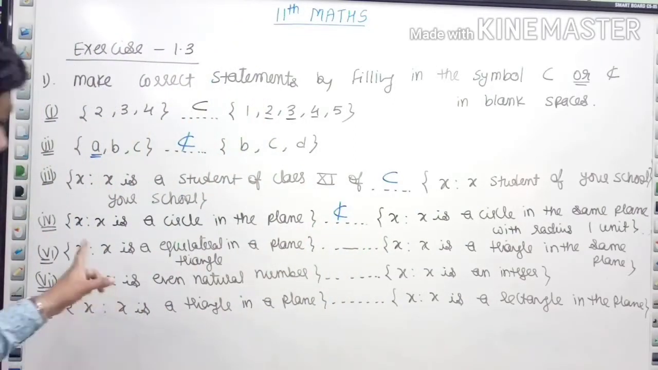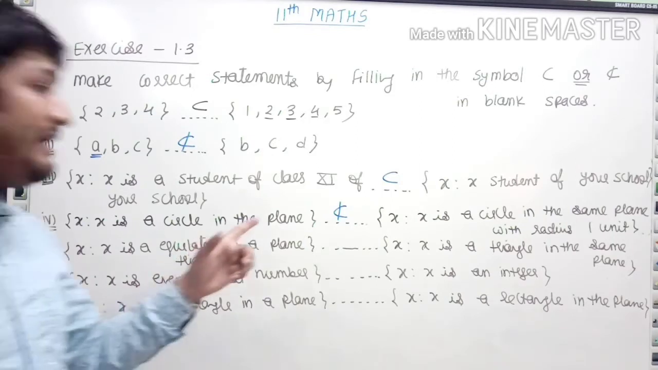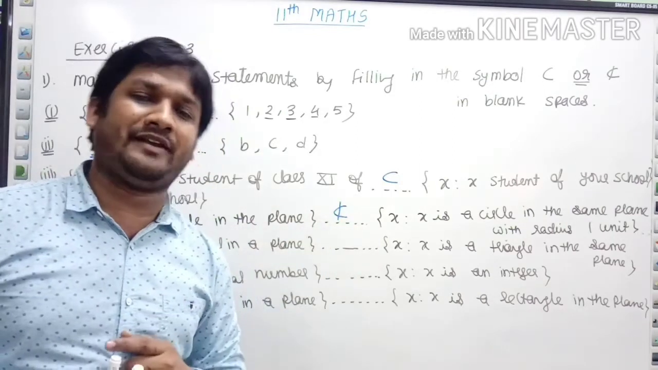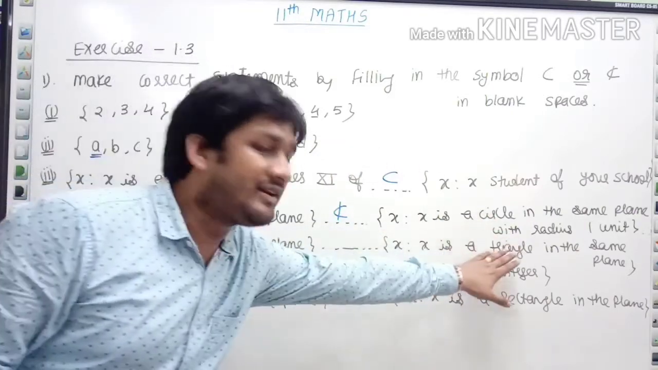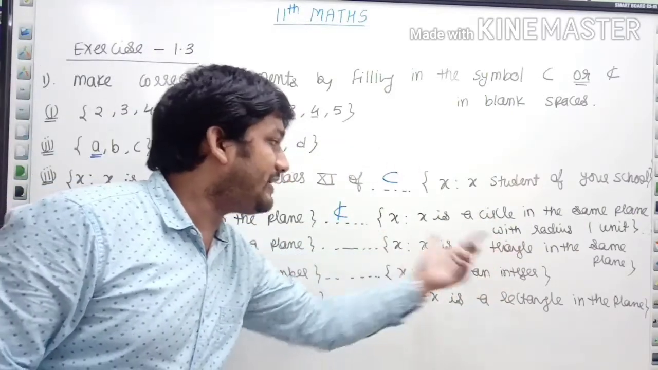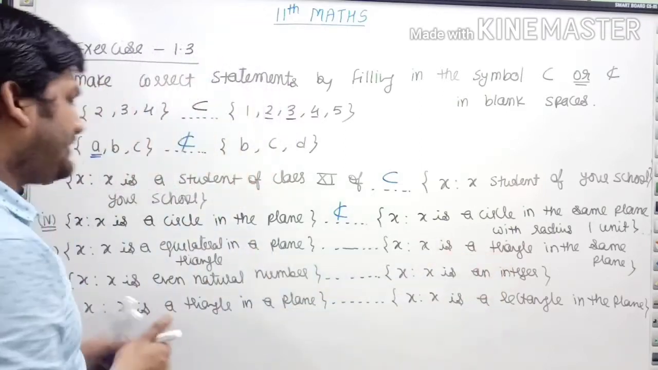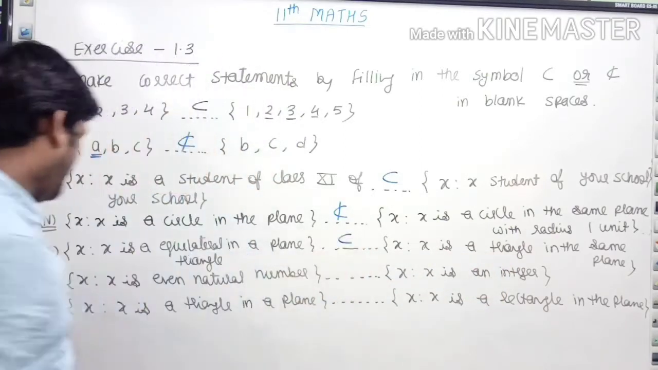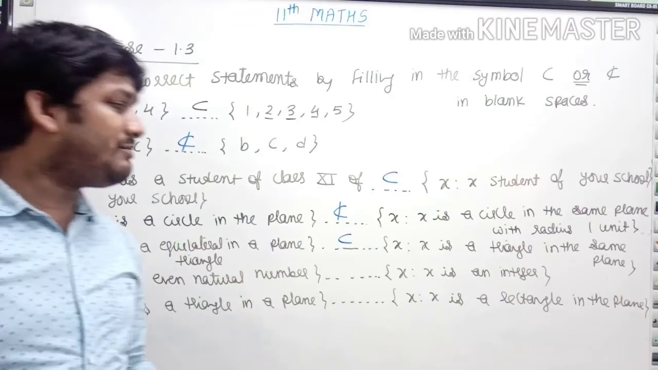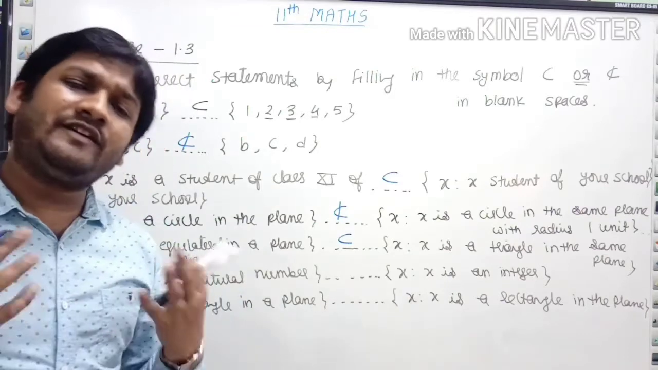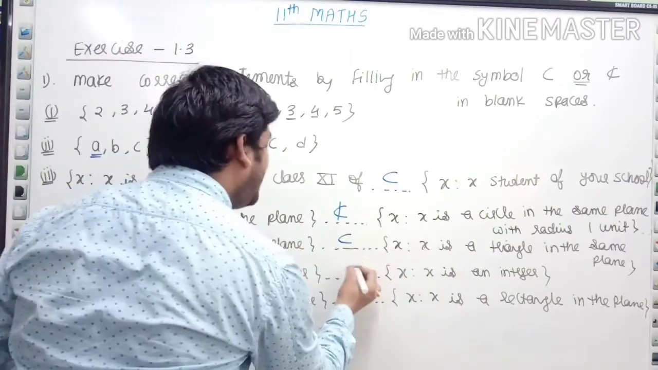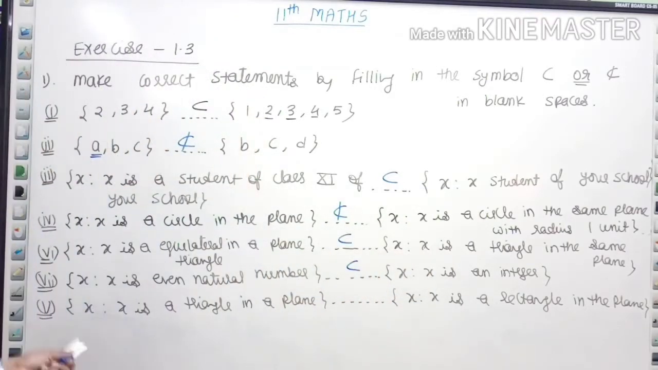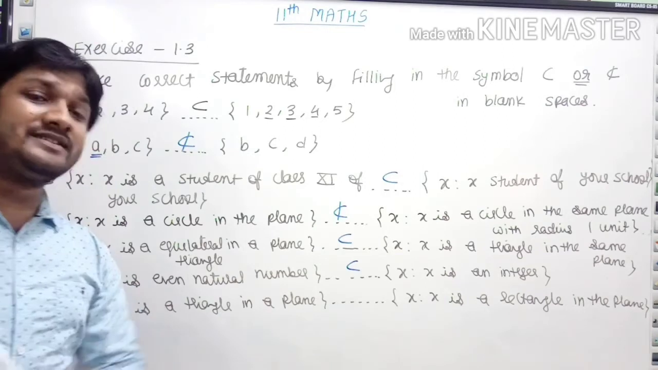Next is X is an equilateral triangle in the plane, and X is a triangle in the same plane. So obviously an equilateral triangle is also a type of triangle. So it will be included. Equilateral triangle will be here also. So we can say yes. X is an even natural number and X is an integer. Even natural numbers are also integers. So all elements will be lying here. It is a subset.